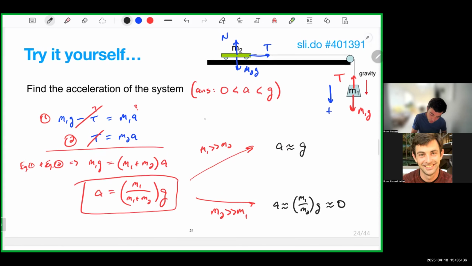Okay, so what we just did by considering these two cases is called checking limiting cases. And this is a good way of double checking your answer. Check limiting cases.